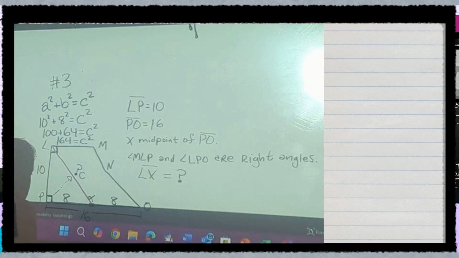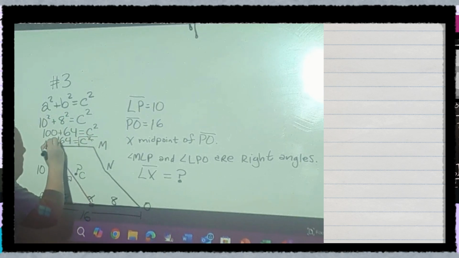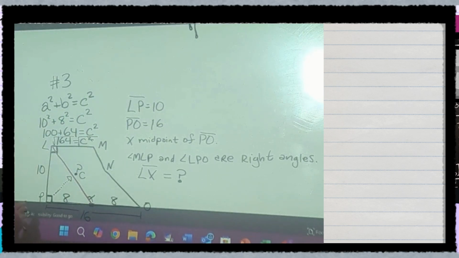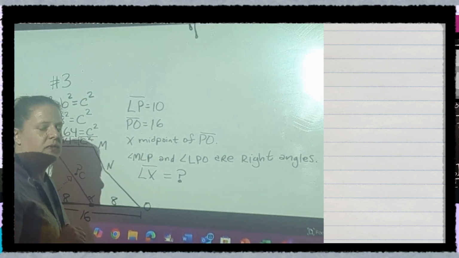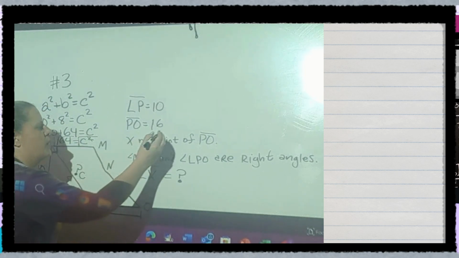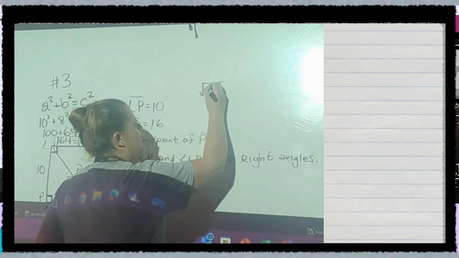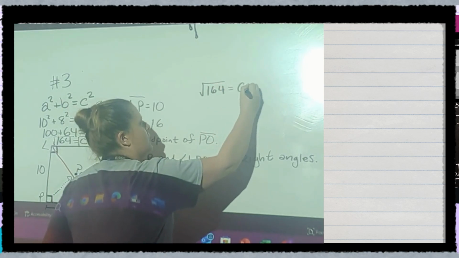Now, to get C by itself, I need to undo this square. I can do that by taking the square root. What you do to one side, you have to do to both. So I'm going to move over here where it will be visible: the square root of 164 equals C.